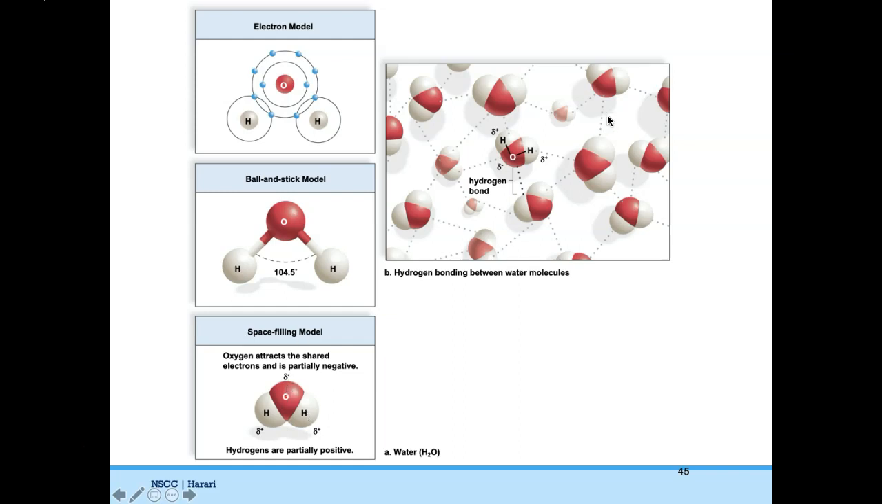oxygen. And here you can see the intermolecular forces that hold different water molecules together. So this water is in a network with all other water molecules, and they're attracted by hydrogen bonds. And again, one hydrogen bond is weak, but many together is very strong.